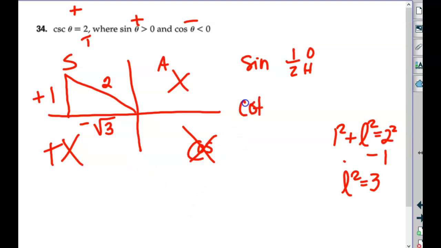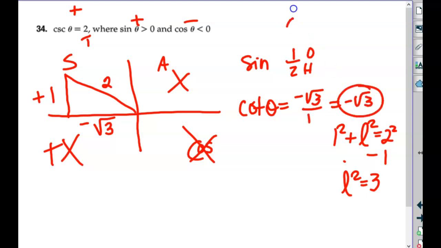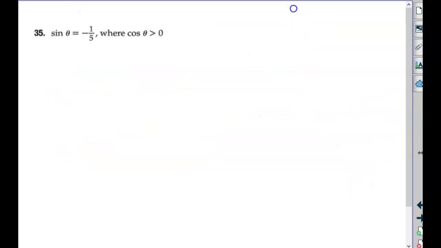What if it asks for cotangent? Negative square root of 3 over 1, or negative square root of 3. By the way, that was quadrant 2. If you want me to find more functions, let me know, but what is this telling us, guys?